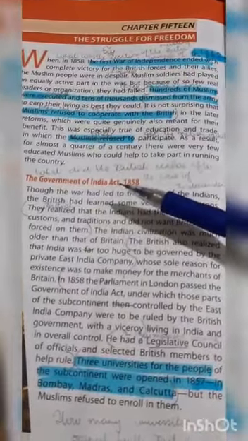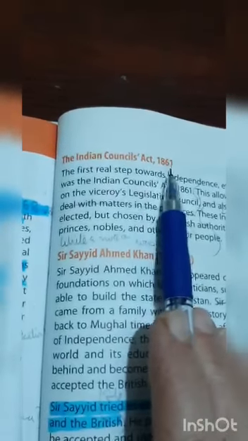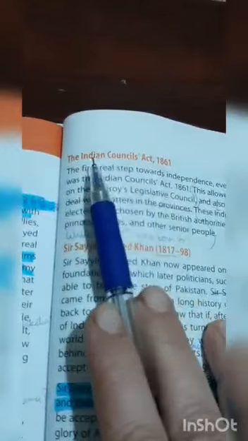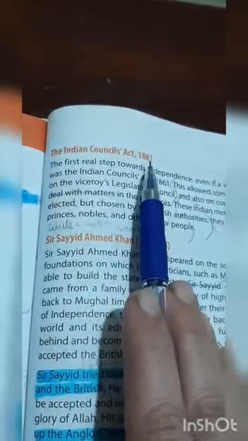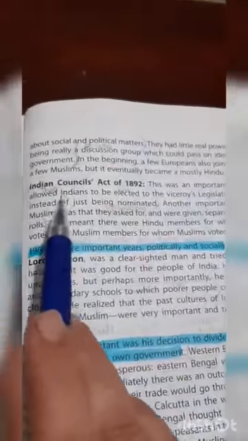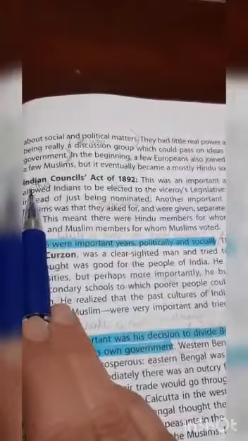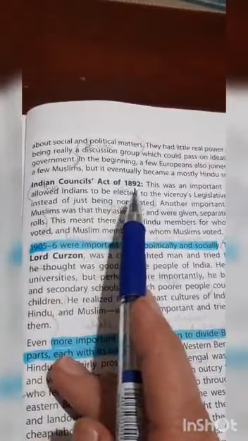So the first act which was passed by the British was in 1858, and it was called the Government of India Act. Then students, in 1861, after 3 years, another act was passed which was called the Indian Councils Act. We will also look into a third act, which is the Indian Councils Act of 1892.